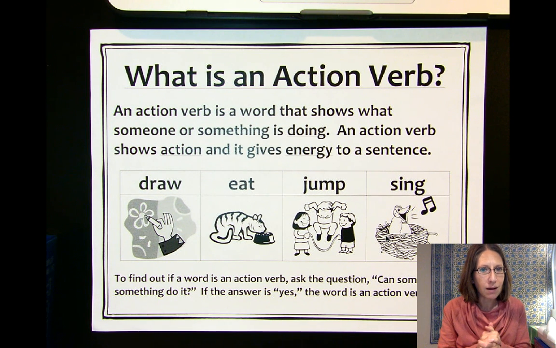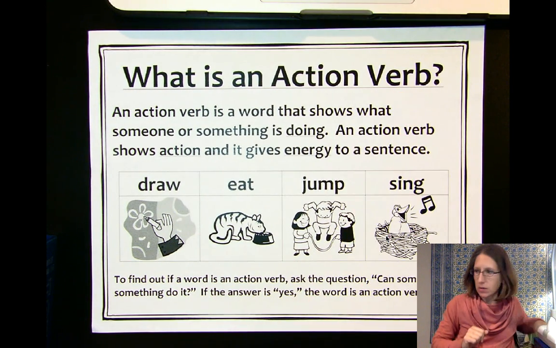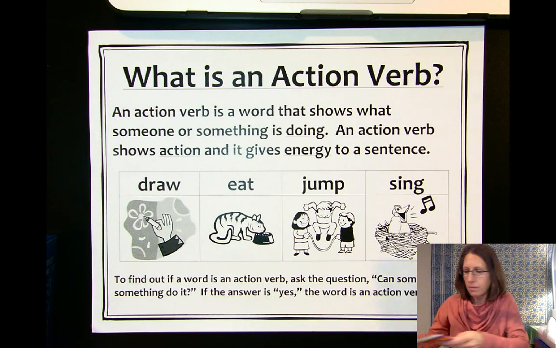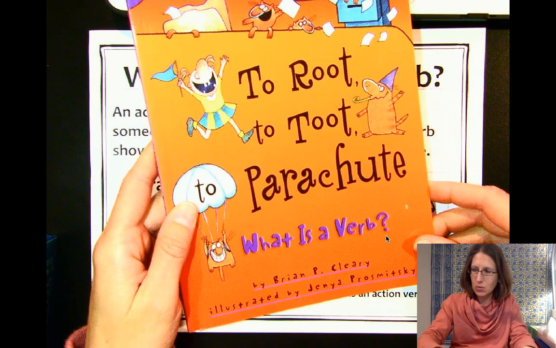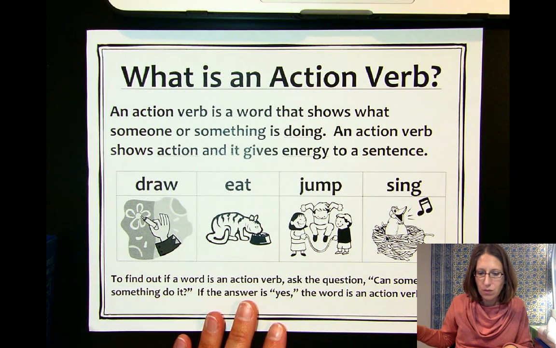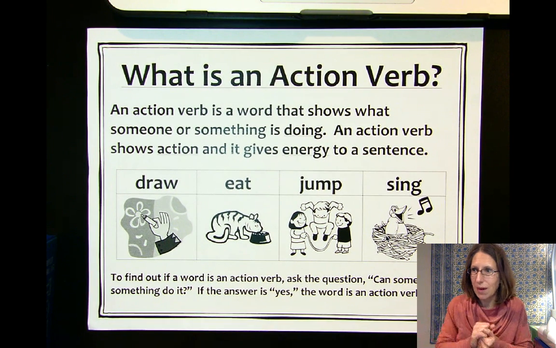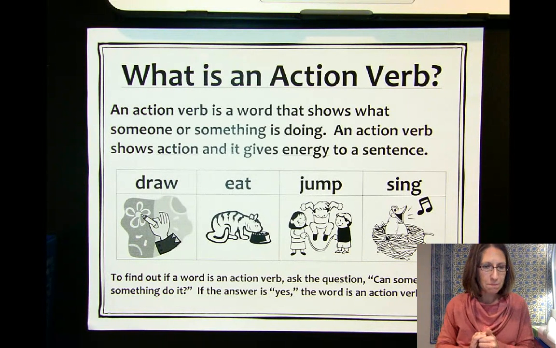I'm glad you're here. So yesterday we learned a little bit about action verbs, and we read a story that had a whole bunch of action verbs in it. That was a fun story. And today we're going to do a little bit of review on action verbs, and we're going to do the first page in our new grammar packet. So we'll look at that in just a minute.